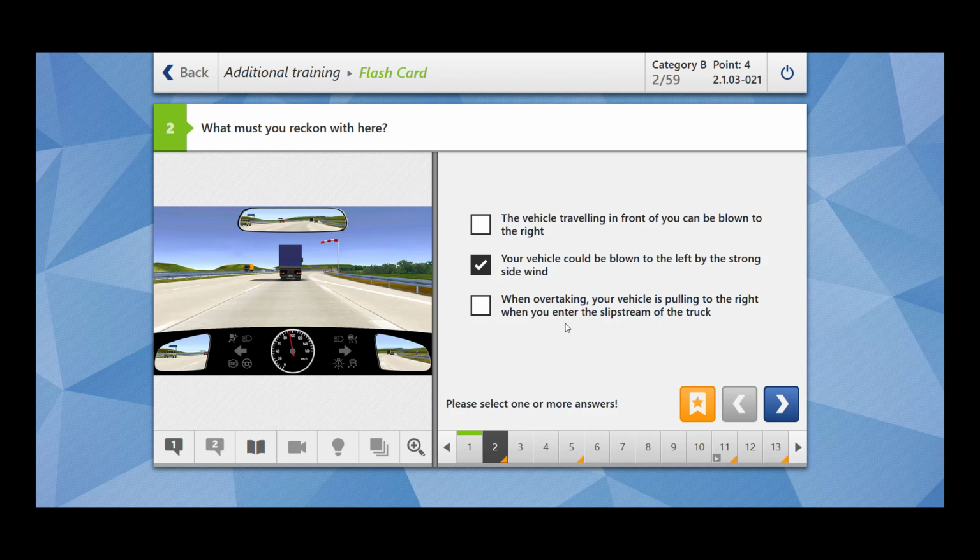When overtaking, your vehicle is pulled to the right when you enter the slipstream of the truck. This is correct. When you want to overtake, the slipstream is the low pressure created by the truck. You can feel this thrust. You can be pulled towards the right when you try to overtake. Let's check our answer. Our answer is correct.